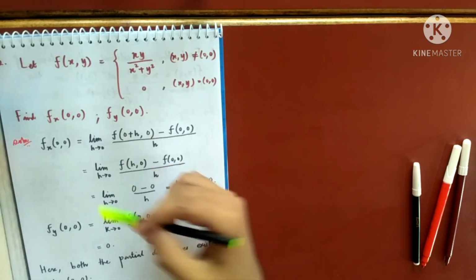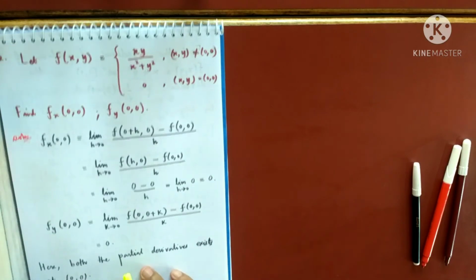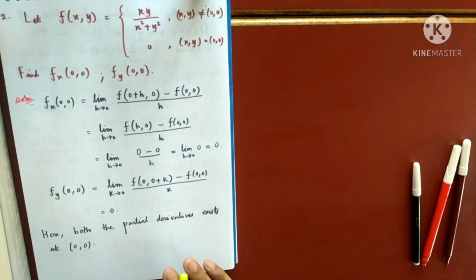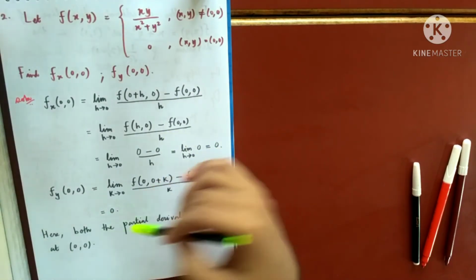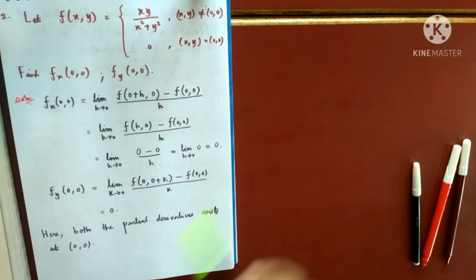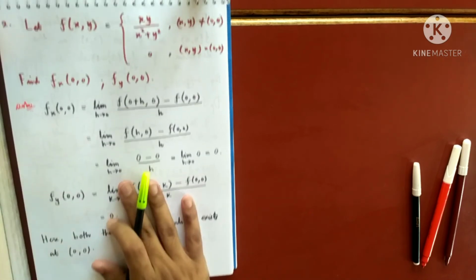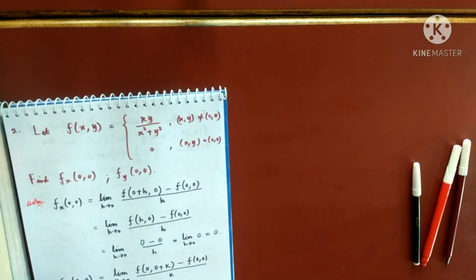A limit may not exist, as you have seen in differentiation of a single variable. Then we say that the function is not differentiable at that point. So what I am seeing is that both partial derivatives exist at the point 0, 0 and their values are 0. Good enough. So the partial derivatives of this function exist at 0, 0.